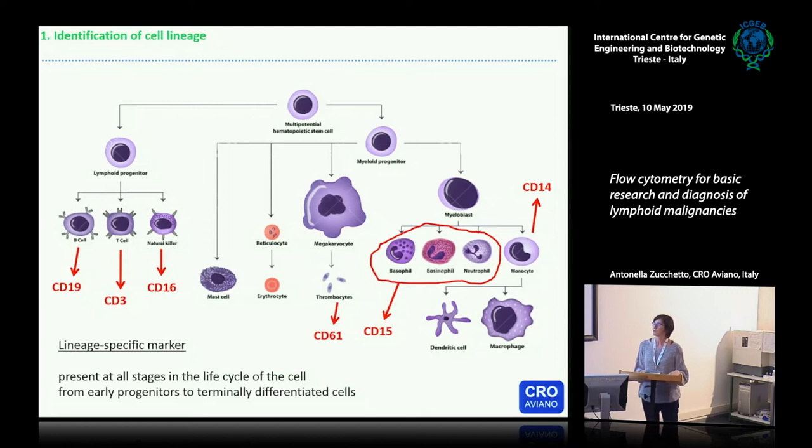Then I showed you CD45, which is expressed by all the cells, but then we have the so-called lineage-specific markers. Each lineage has a marker that is present at all stages in the life cycle of the cell, from early progenitors to terminally differentiated cells. For example, B cells, you know, express CD19, CD3 is for T cells, CD16 for NK cells, CD15 for granulocytes, and CD14 for monocytes.